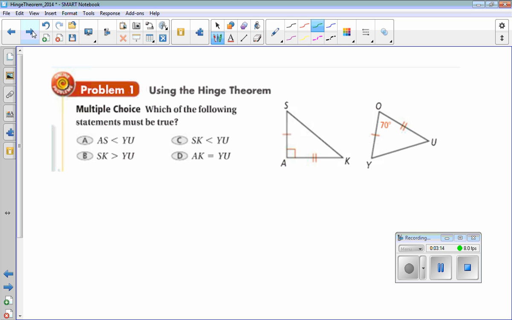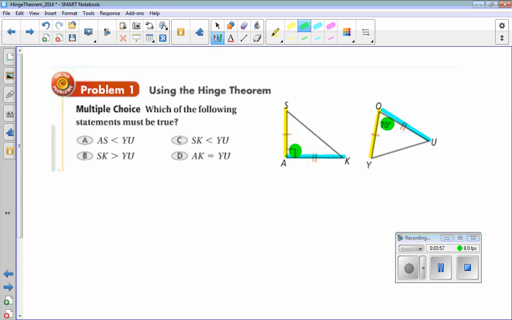So let's look. It says which of the following statements must be true. I want you to look through all the possible choices. Notice what we have: some congruent segments and what we call an included angle. Segment SA is congruent to segment OY. We can also see that segment AK is congruent to segment OU. And then we have the angle on the inside that's included. Notice the angles are different. One's 70 degrees and the other is 90, so they're not congruent triangles.